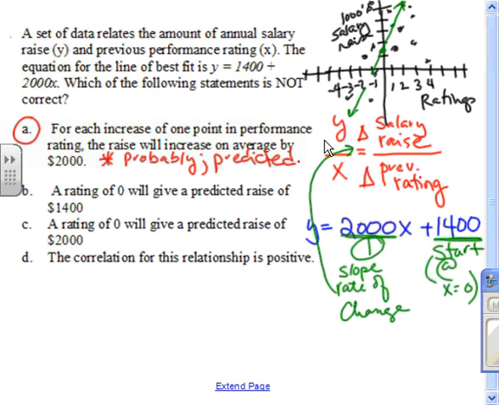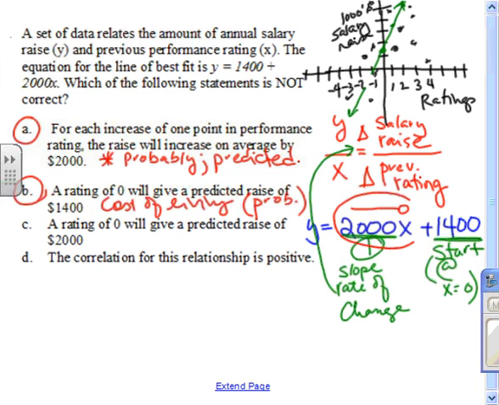It's pretty true. Part B, a rating of 0 will give a predicted raise of $1,400. Yeah, because at 0, in other words, you didn't change at all, you still get a $1,400 raise. I guess that's a cost of living. But also, probably, predicted. I would imagine there's someone who did not get a raise. Part C, a rating of 0 will give a predicted raise of $2,000. Well, no, a rating of 0 would put a 0 in for x, which would negate the $2,000 completely in that function. So you don't get a raise except the $1,400 if you get a 0. That one is not true, but let's read all of them just to be sure.